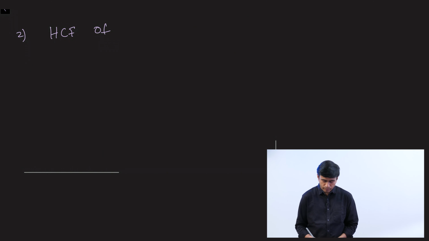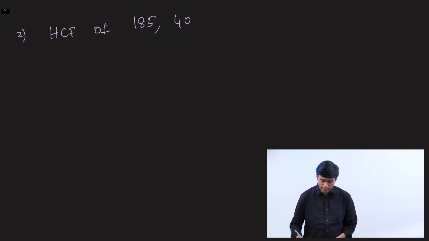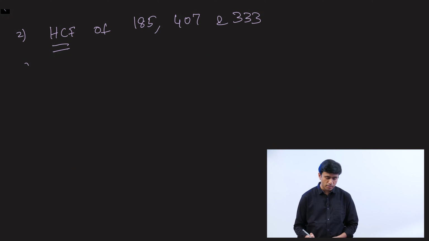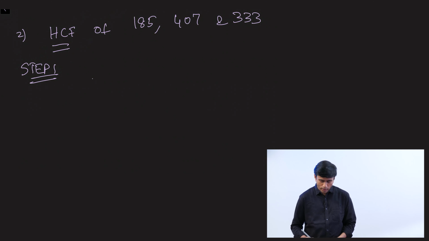HCF of 185, 407 and 333. Remember, we are finding the HCF using the long division method. Step 1 is to take any 2 numbers. So we are going to take 185 and 407. Remember, we are dividing the bigger number with the smaller number.